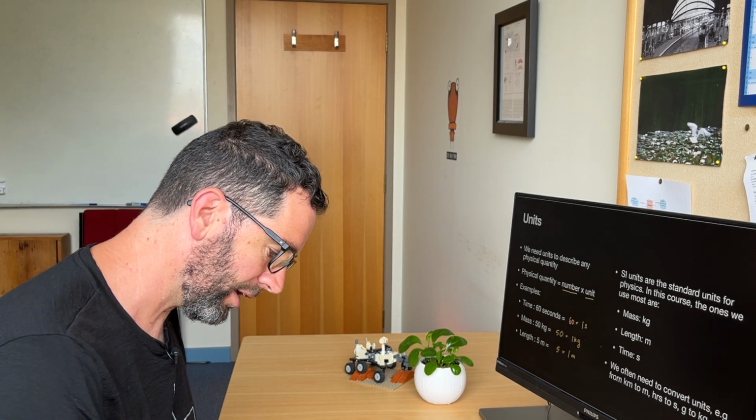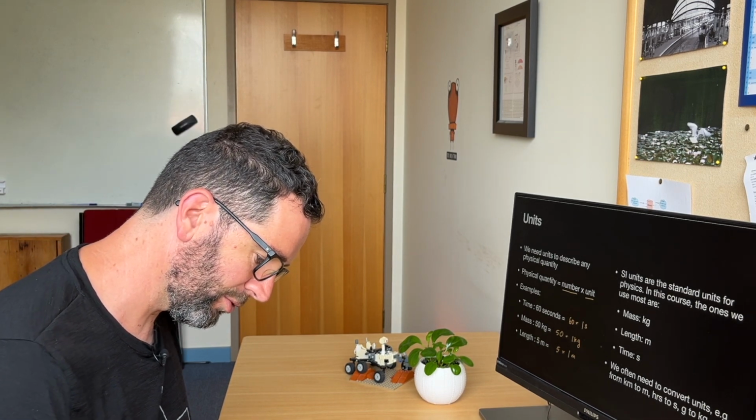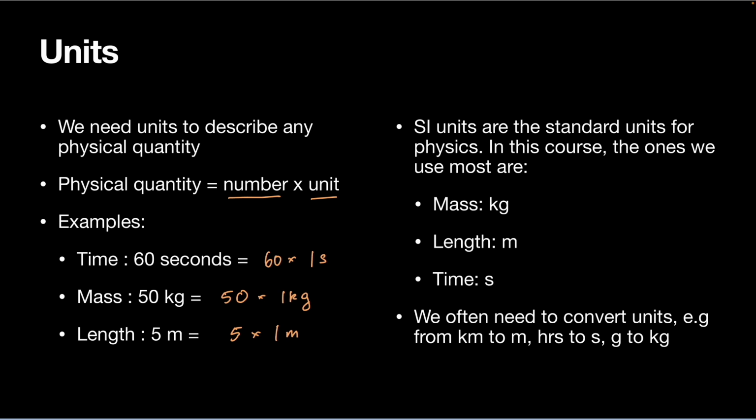So for our course, the main things we're going to need units for are masses, which are in kilograms in SI units, not grams. Lengths, which are in meters, which also means areas are in meters squared and volumes are in cubic meters, etc. And time is in seconds.